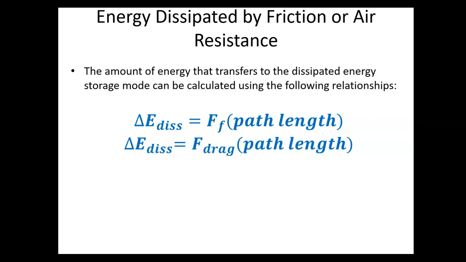And then the equation on the bottom applies to a situation where the dissipation is caused by air resistance. So for example, an airplane or maybe a skydiver, someone who is moving through a fluid at a very high speed so that the air resistance becomes significant. In this case, the dissipated energy equals the drag force multiplied by the path length. And again, the path length is the distance that the object moves as it is traveling through the air at a fast speed.